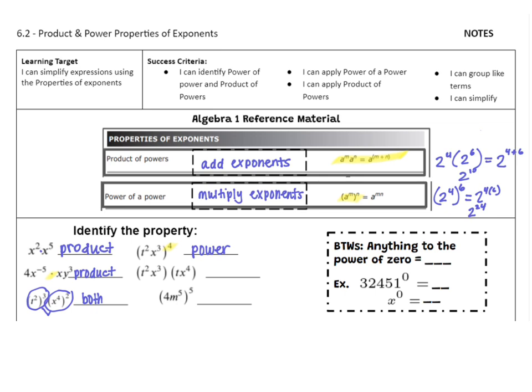Okay, here I have t squared times x cubed. And then that whole thing times tx to the fourth power. So that is going to be a product rule because we are just multiplying. That is how you show multiplication. And then this last one is a power because there's a power to a power.